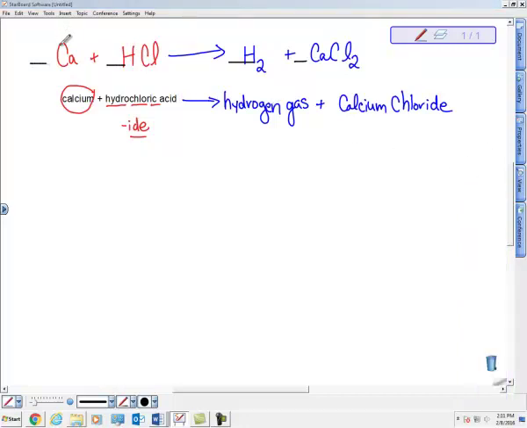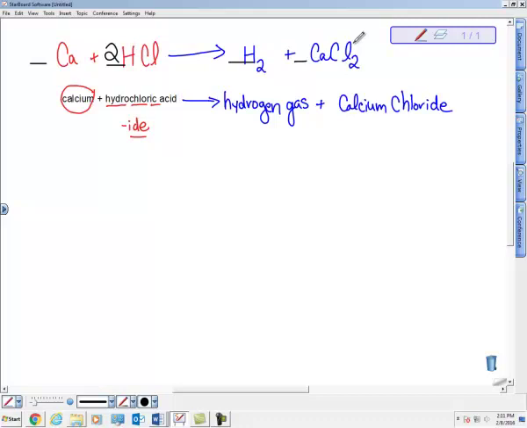On the left, 1 calcium. On the right, 1 calcium. On the left, 1 hydrogen. On the right, 2 hydrogen. Come back. Let's get 2 hydrogen, shall we? We also have 2 chlorines, but if you look over here, you already got 2 chlorines. It's all beautiful and balanced.